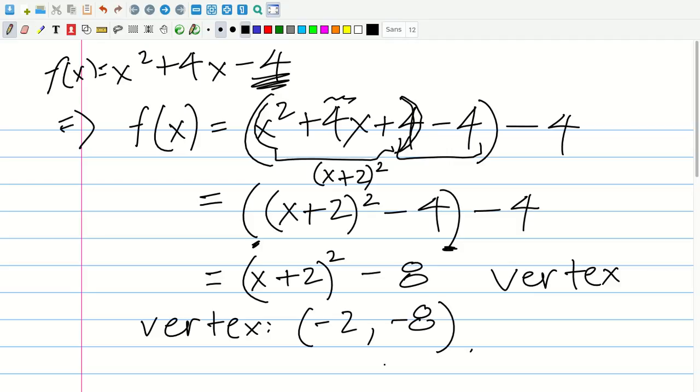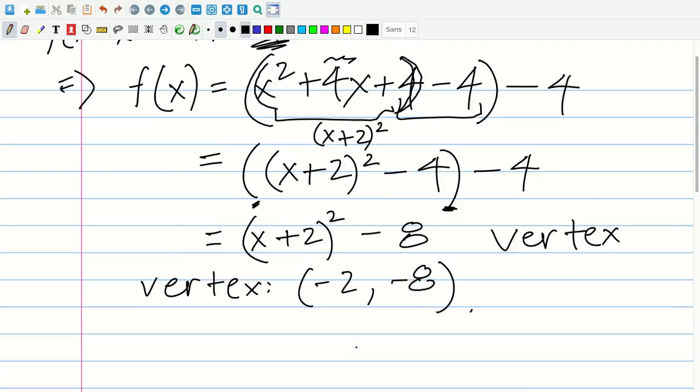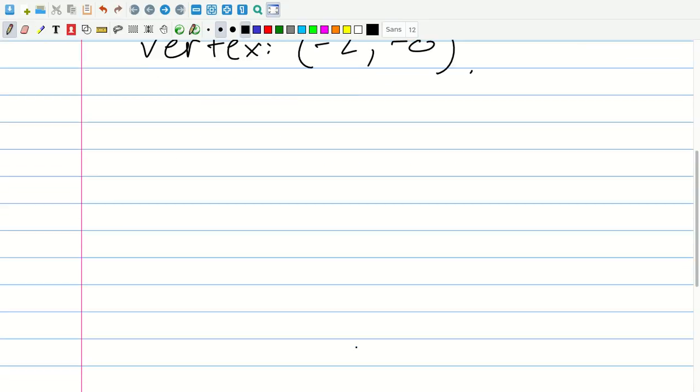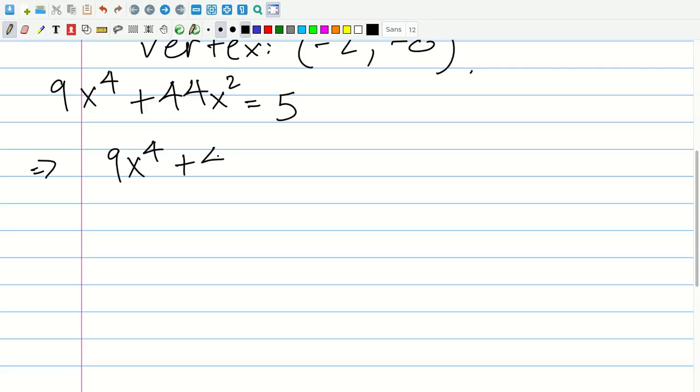I believe this part is that they want me to solve this question. So, okay, let's see. So the next question is solve this equation. 9x to the 4 plus 44x squared, oh boy, equals 5. All right, so I'm going to bring 5 over. Okay, well, this is straightforward, actually.